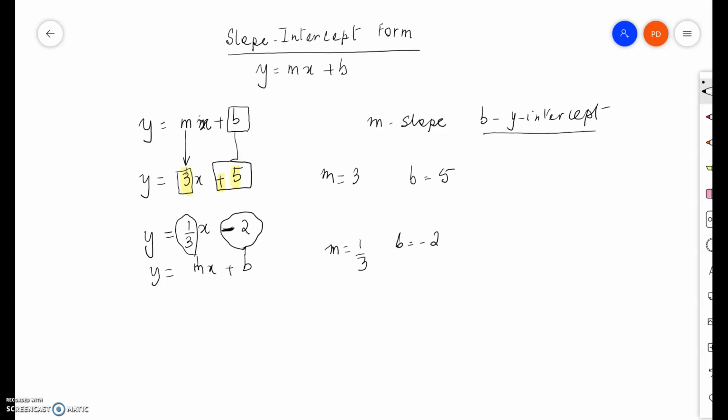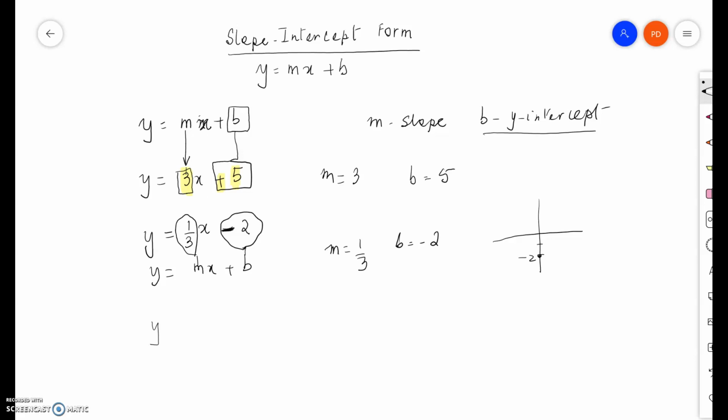So the y-intercept is the point at which the graph of the straight line crosses the y-axis. In this case, what this tells us is that the graph is crossing the y-axis at -2. So that's what the intercept means.